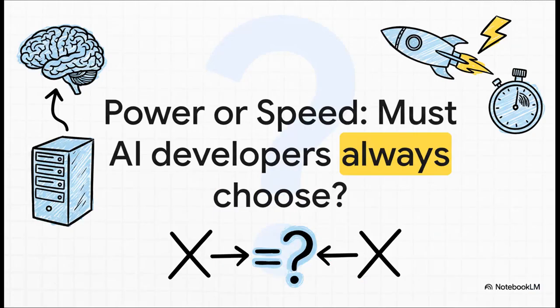And that headache is a classic trade-off, one you've probably felt yourself. Do you want power, or do you want speed? For years, making an AI smarter meant making it slower and way more expensive. It's a choice that has put the most powerful models out of reach for pretty much everyone. But what if you didn't have to choose?